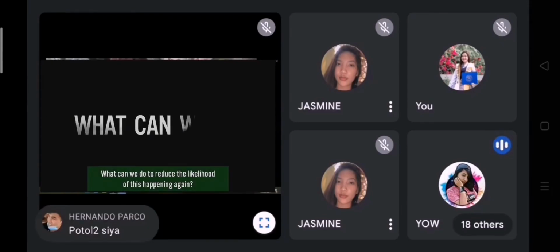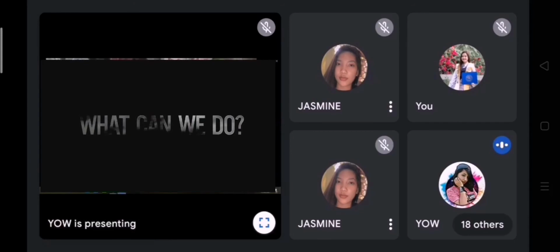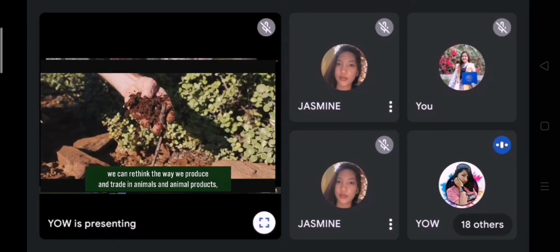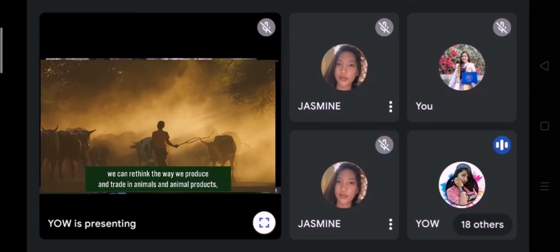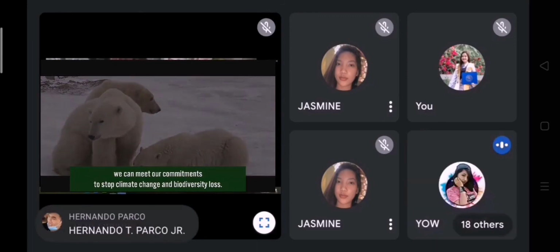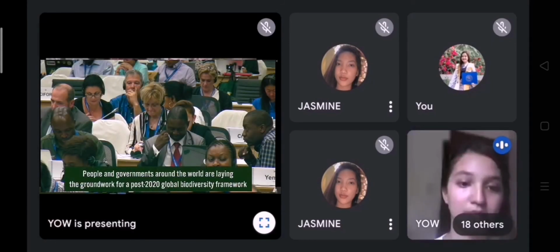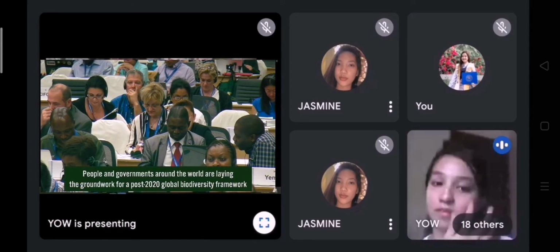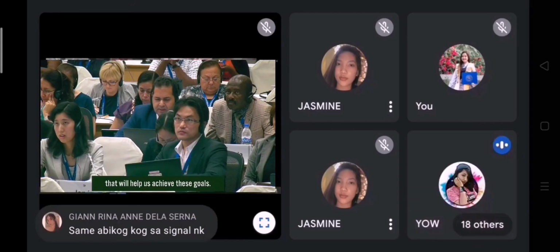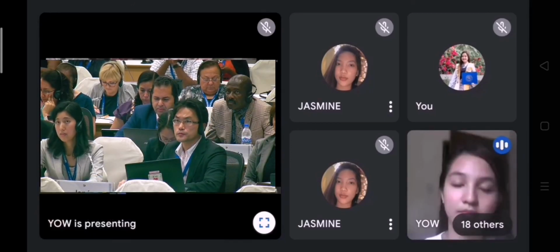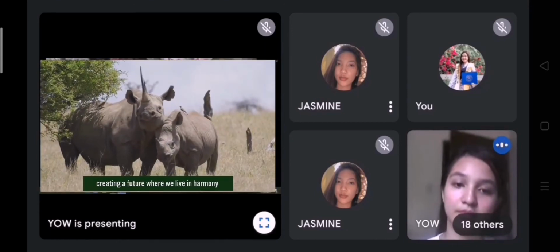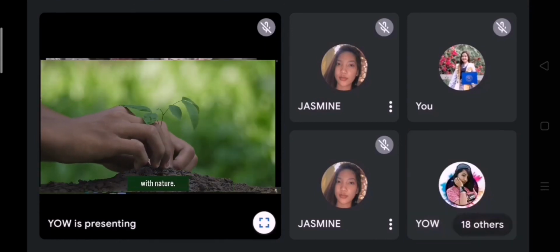What can we do to reduce the likelihood of this happening again? We can invest in restoring habitats and the integrity of natural ecosystems. We can rethink the way we produce and trade in animals and animal products. We can meet our commitments to stop climate change and biodiversity loss. People and governments around the world are laying the groundwork for a post-2020 global biodiversity framework that will help us achieve these goals. Together, we can build back better after this pandemic, creating a future where we live in harmony with nature.